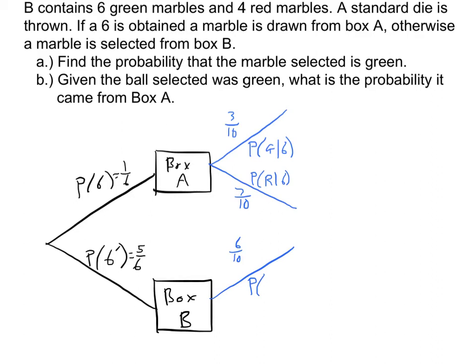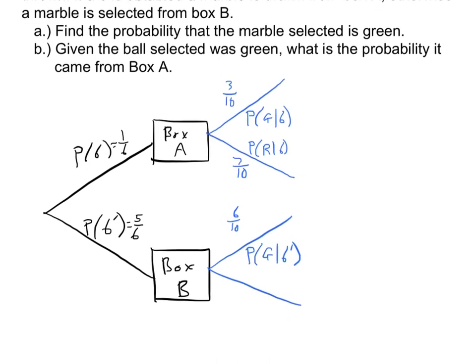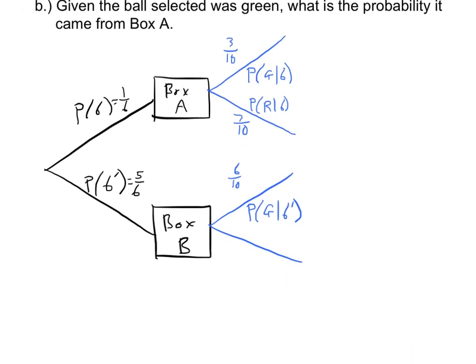This should be the probability of green given not 6. And then down this way, we're going to have 4 out of 10, which is the probability of red given not 6. Okay. Now, in case you didn't pick this up in the earlier lessons out of the book, what you now do is multiply on each end of this probability diagram.